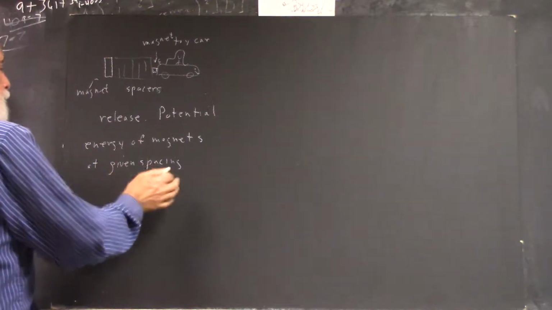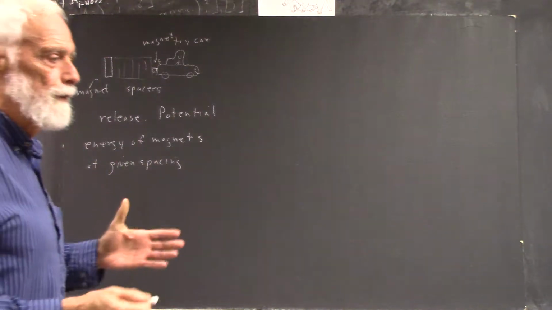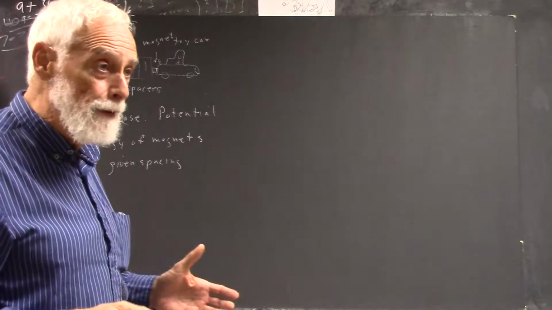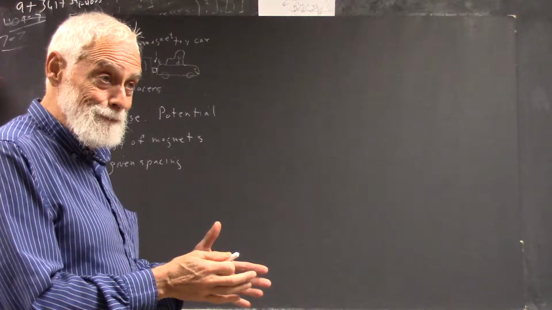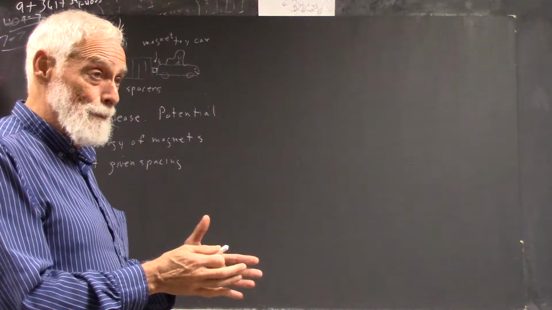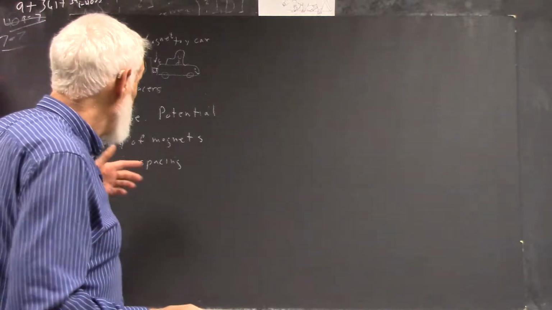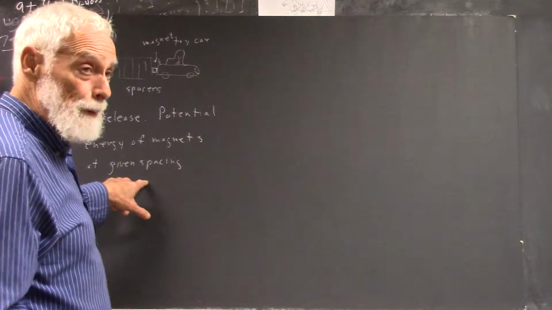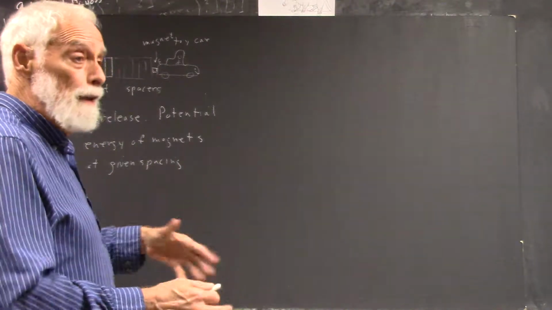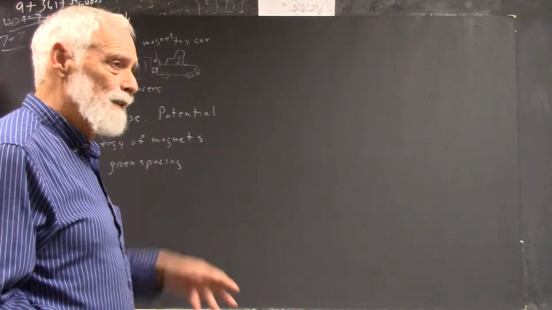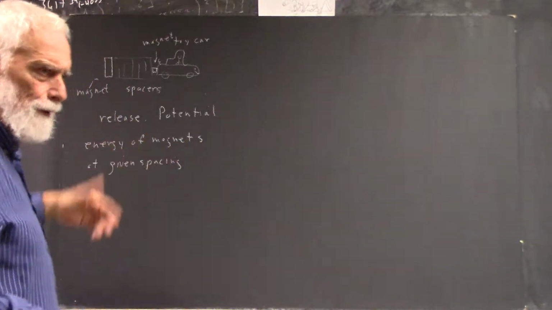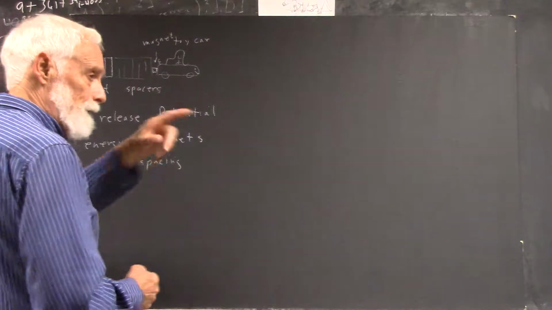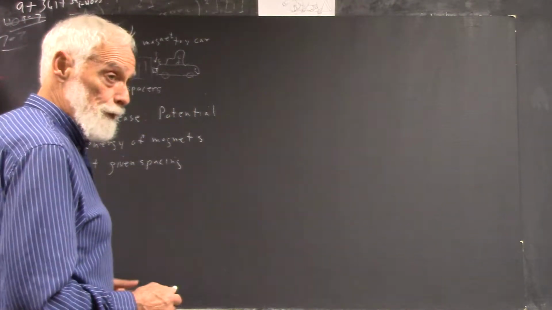Potential energy of the magnets at the given spacing. You can't just talk about the potential energy of the magnets. You've got more potential energy if the magnets are closer, right? Okay? So you've got to talk about the spacing. The magnets at a spacing give you a potential energy. And there are more details we could use with the magnets and their orientations, but you get the idea. Okay, and the orientations I've already set up for you.